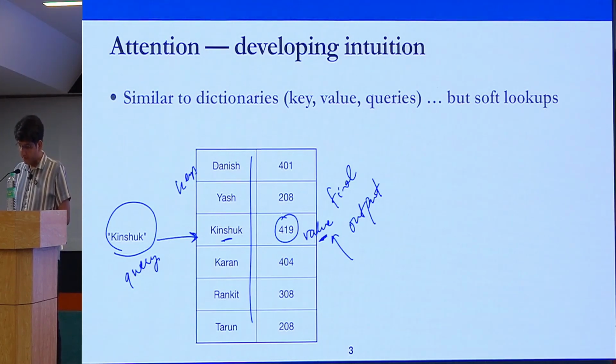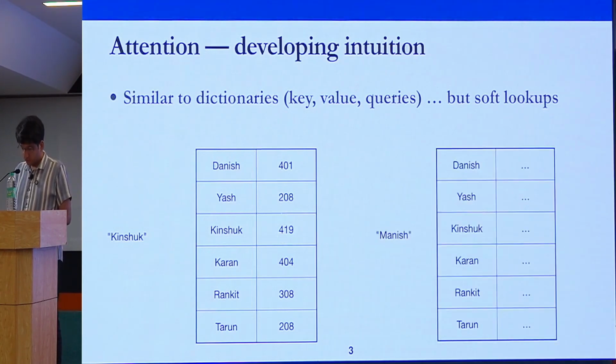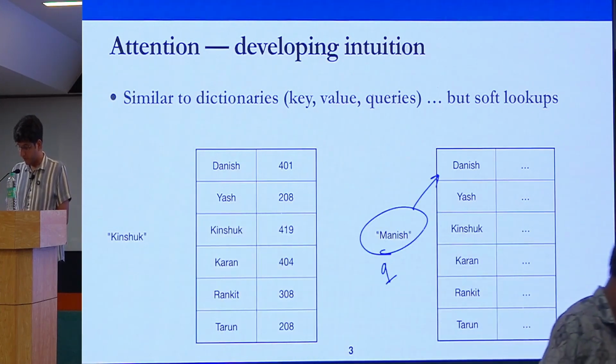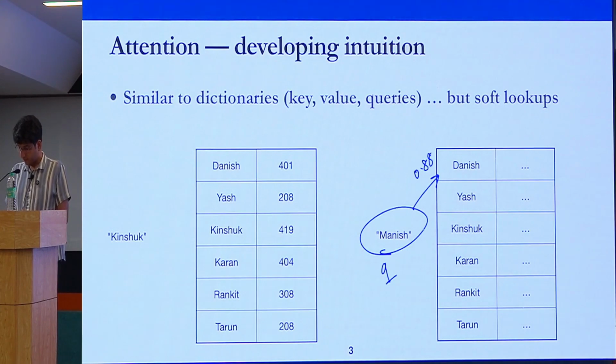So attention is very similar, but instead of an exact match, it's a soft lookup. Let's say you have a word like Manish. This is your query now. It does not match any of the keys exactly, but it somewhat matches, let's say, Danish. Let's say maybe this match is 0.88. It does not match at all with Yash, so let's say this match is 0.01, and so on.